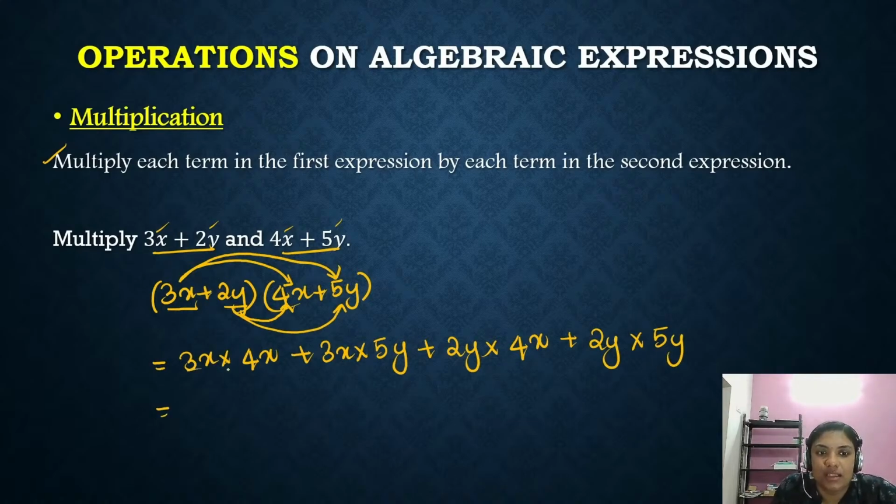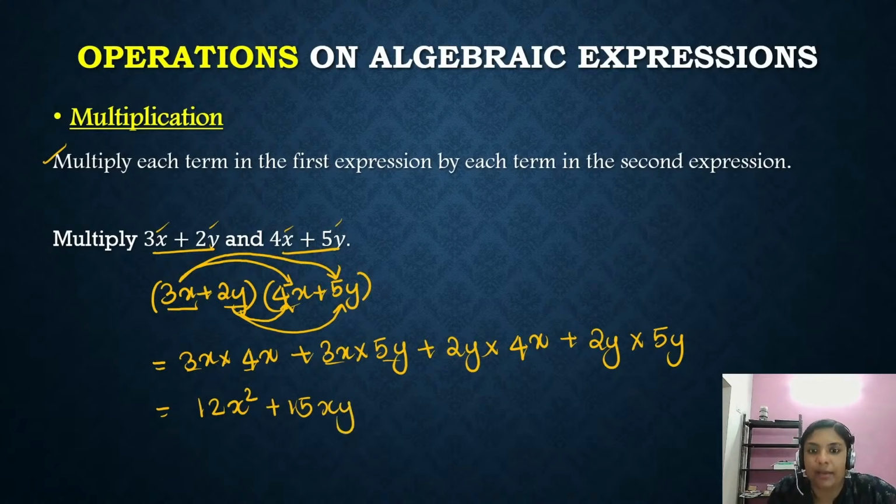How will you do this? 3 into 4, 12. x into x. x is multiplied 2 times, right? So, x square. Now, 3x into 5y. 3 5s are 15. x into y means xy.